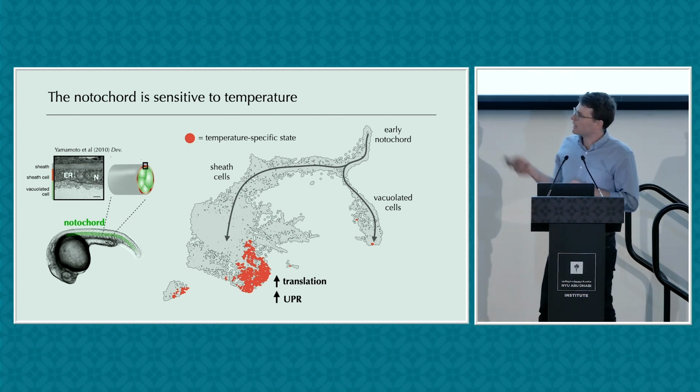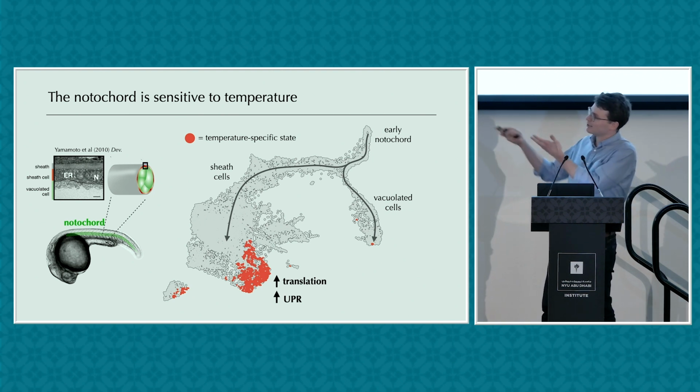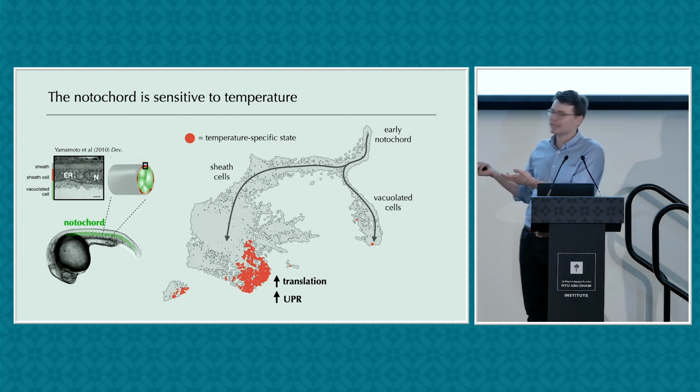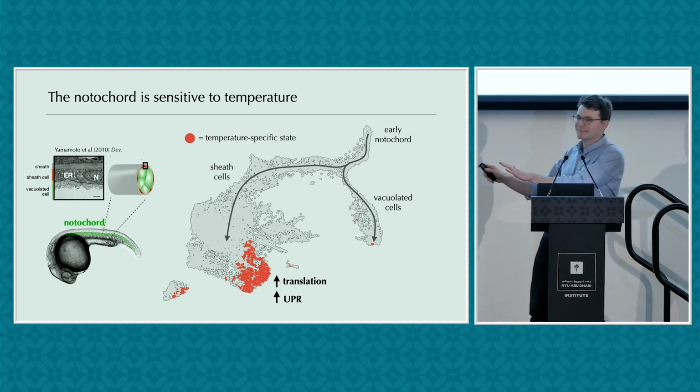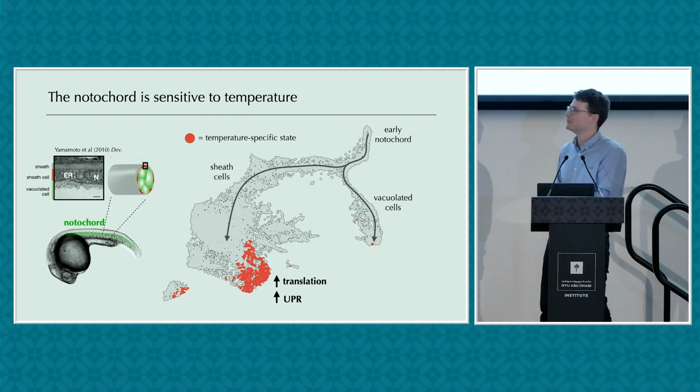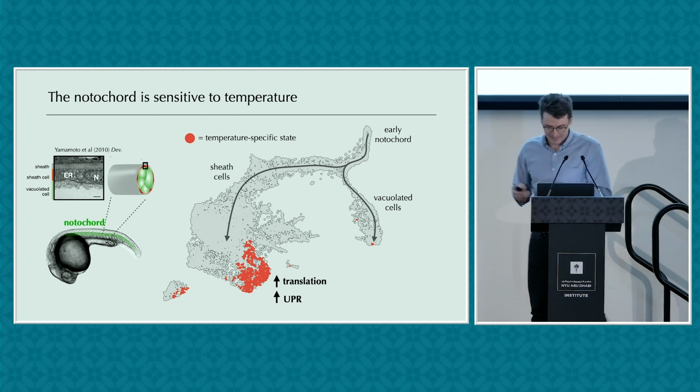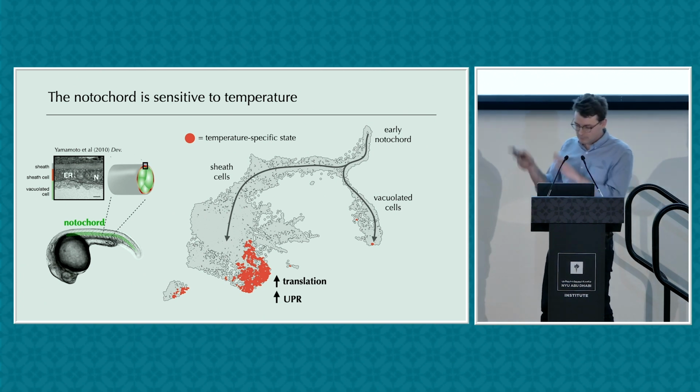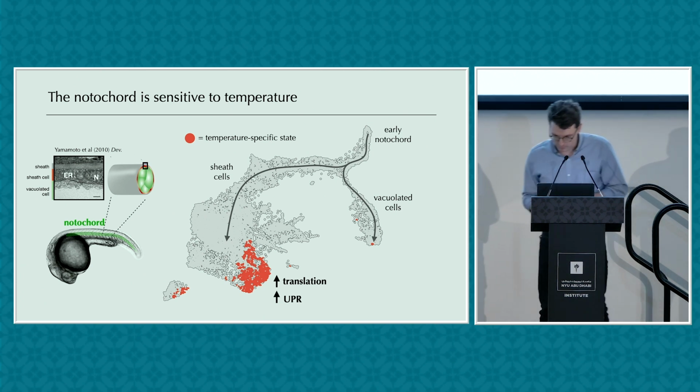But it's a little surprising, a little paradoxical, because UPR is usually activated to turn down translation. If you have an unfolded protein problem, you want to stop making protein, get it figured out, and then go on ahead. These cells are doing both. So probably not a good idea.